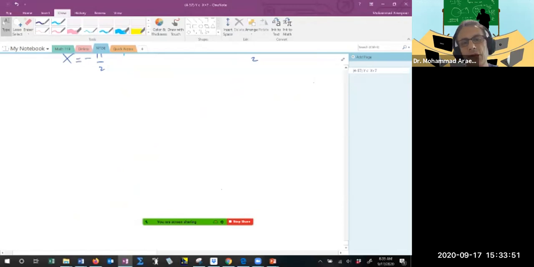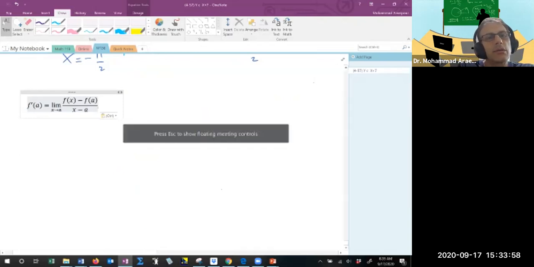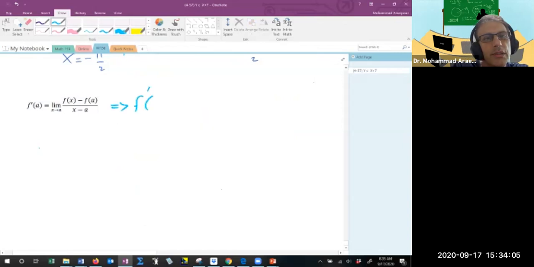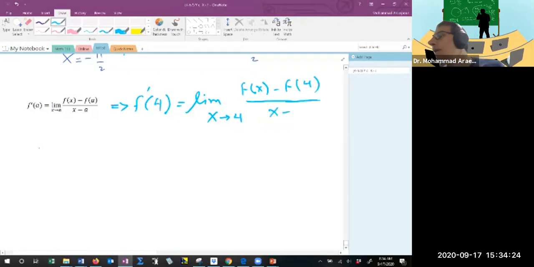So this is the definition. And we are going to write f prime of a. What is a? A is 4, everybody, right? Equals the limit as x approaches a, which is 4, of f of x minus f of a, which is f of 4, over x minus a, which is x minus 4. So I hope that's straightforward.